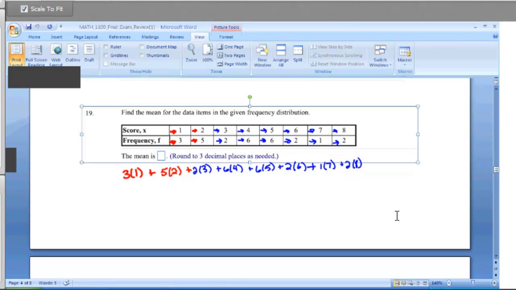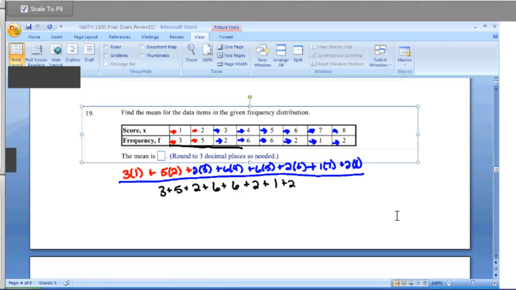And then to figure out how many items there were in total, we're going to add all the numbers from the frequency. So, because there were 3 1s, there were 5 2s, 2 3s, 6 4s, 6 5s, 2 6s, 1 7, and 2 8s. So that's how many items there were in total. Whenever we crunch through that, we're going to get 108 over 27, and that reduces down to 4.